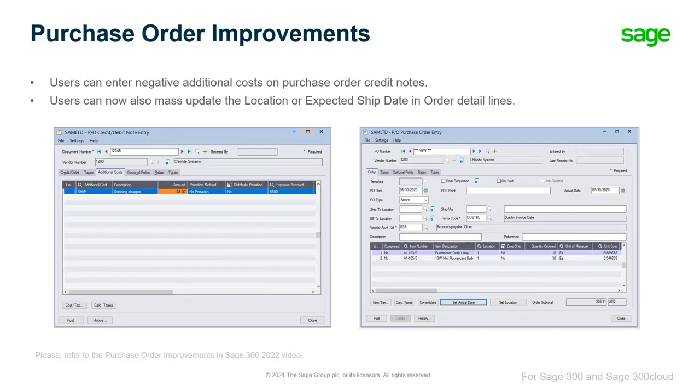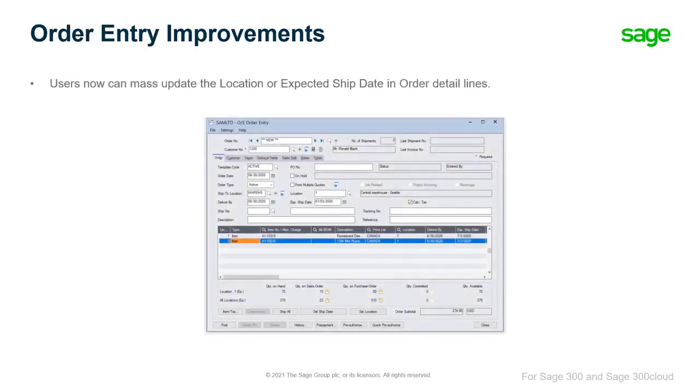More information on this new feature is available in the Purchase Order Improvements in Sage 300 2022.0 video. Through the order entry improvements, users can now set the expected ship date and location for all details on an order. More information on this new feature is available in the Order Entry Improvements in Sage 300 2022.0 video.